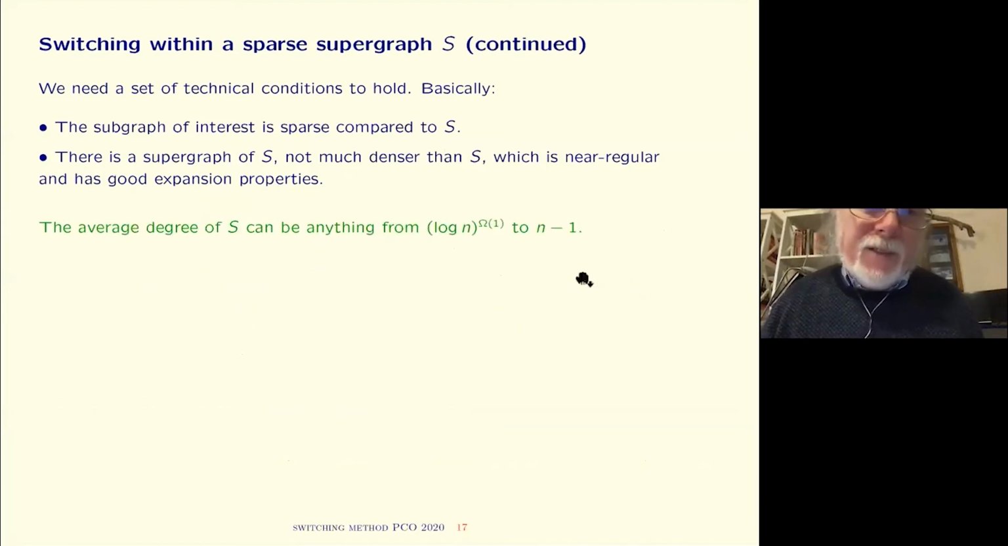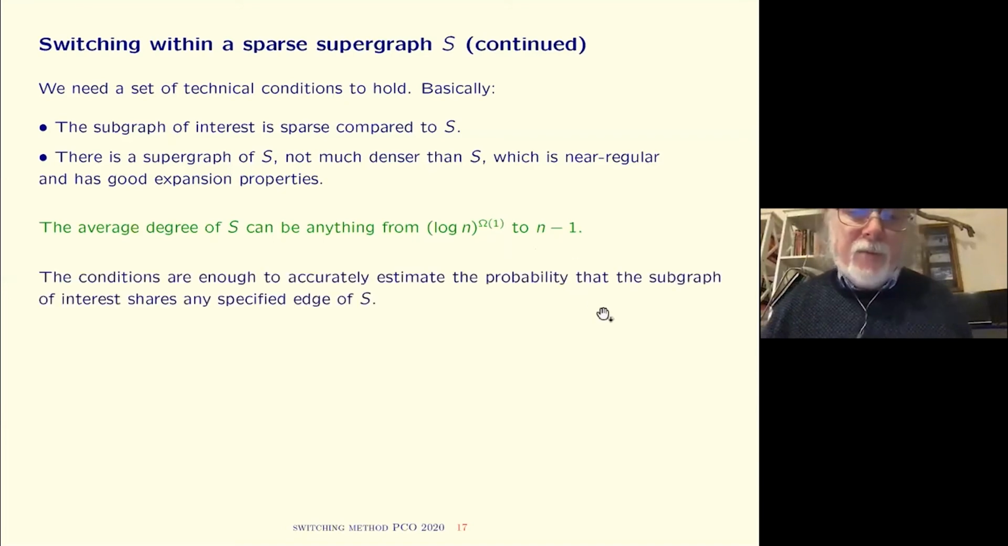And these are quite technical if they're spelt out. The theory is very successful. The average degree of the supergraph only has to be at least polylog in size, and it can be anything up to the complete graph. And the theory works. It gives us some nice probability of an edge in a particular place.